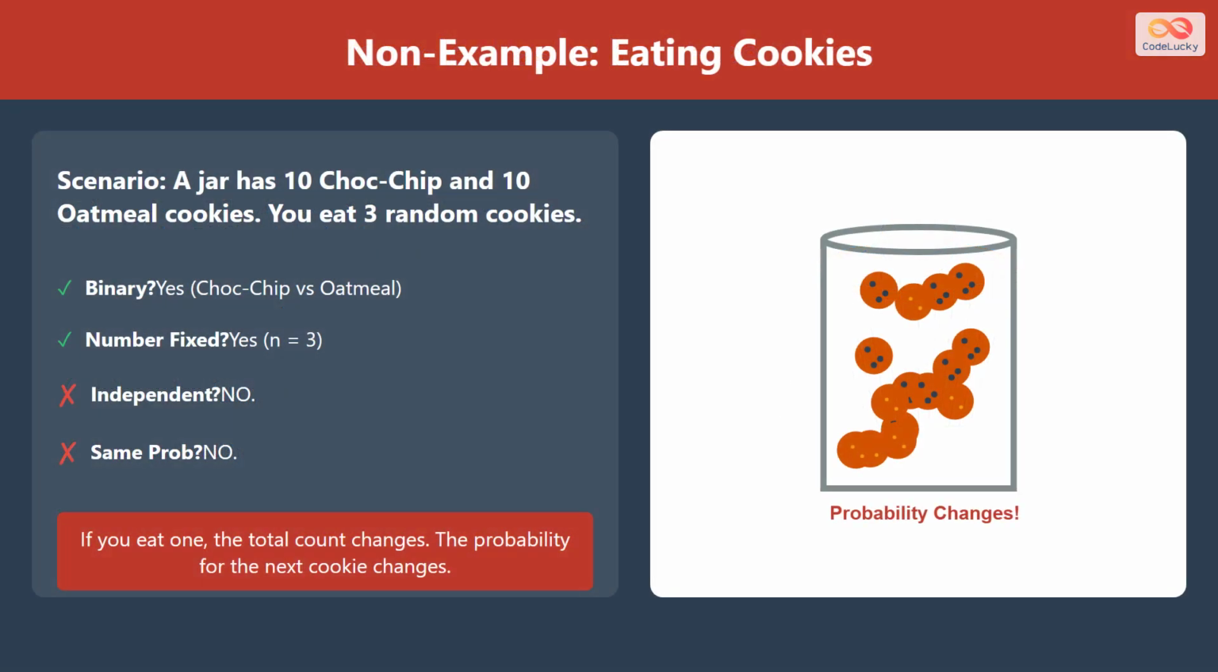Now consider eating cookies from a jar without replacing them. While there are 2 outcomes and a fixed number of cookies you might eat, this fails the independence test. Once you eat a chocolate chip cookie, there are fewer left, so the probability of picking another one changes. Therefore, this is not binomial.